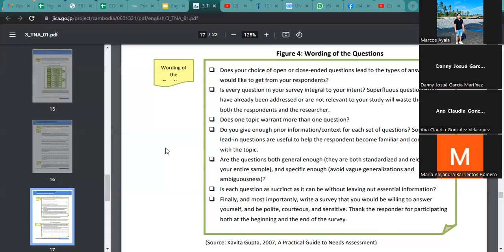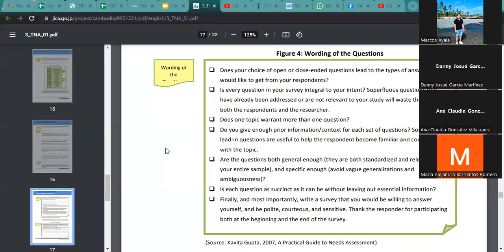Does your choice of open or closed-ended questions lead to the types of answers you would like to get from your respondents? Is every question in your survey integral to your intent? Superfluous questions that have already been addressed or are not relevant to your study will waste the time of both the respondents and the researcher. Does one topic warrant more than one question? Do you give enough prior information context for each set of questions? Sometimes lead-in questions are useful to help the respondent become familiar and comfortable with the topic.